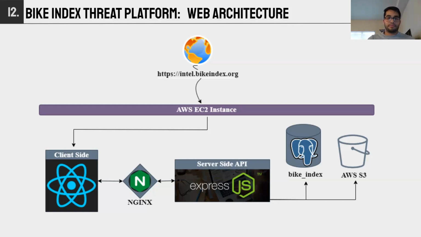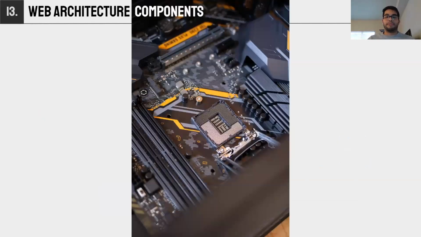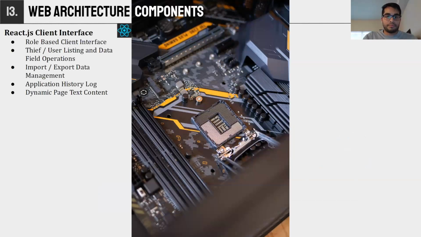To quickly go over the main features and purpose of each component, we begin with the React.js client interface. This implements role-based access control and offers both thief and user listing tables with a dynamic search, along with data field operations for all their respective data items. Other features found in the client are import-export data management and dynamic page text content. Next, we have Nginx, whose purpose is simple in using default port configurations to serve all web content to the server API.